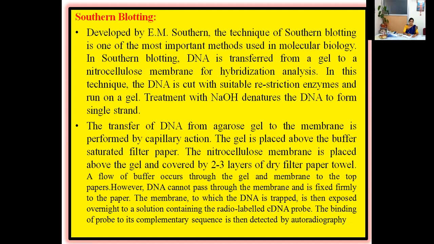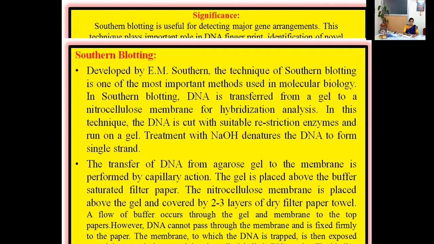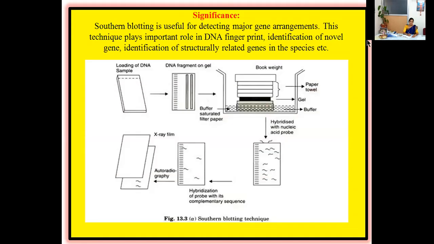The membrane to which the DNA is trapped is then exposed overnight to a solution containing the radio-labeled cDNA probe. The binding of the probe to its complementary sequence is then detected by autoradiography. So this is the information about Southern blotting. Here you can make out the Southern blotting.